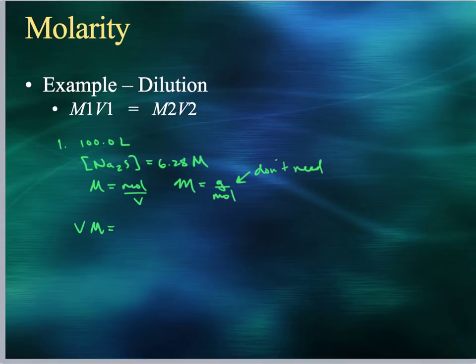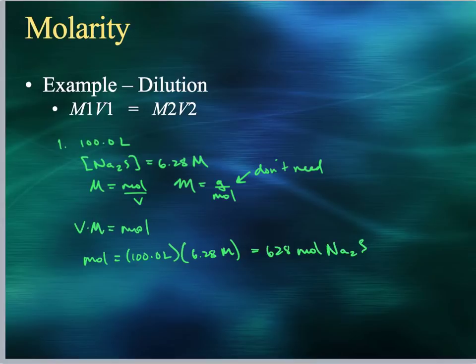So we have to bring V up to the left side. And the number of moles then is going to be equal to your volume times your molarity. Well, that's 100.0 liters here, and your concentration is 6.28 molar. To three significant figures, that is 628 moles of Na2S. That is a lot.